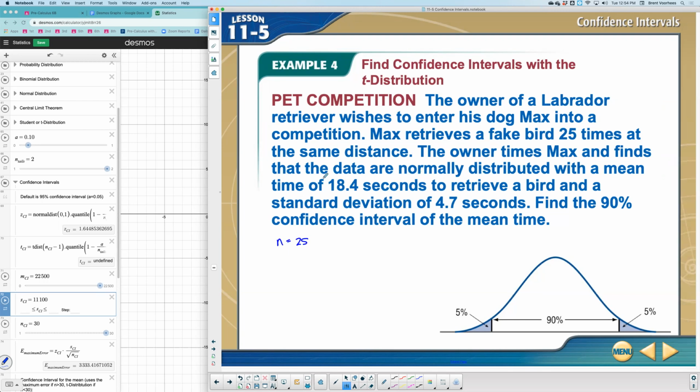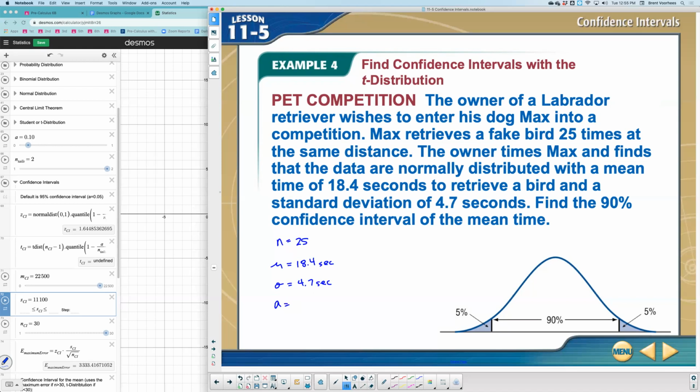Let's see here. It has a mean. The owner times Max. It finds the data is normally distributed with a mean of 18.4 seconds and a standard deviation of 4.7 seconds. Find the 90% confidence interval.